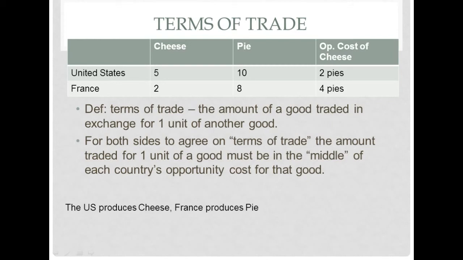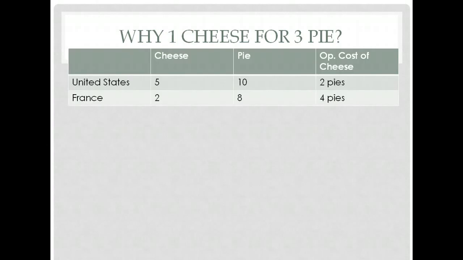So we know the opportunity cost of cheese: 2 pies for the US and 4 for France. Therefore, a reasonable term of trade would be the following. For every 1 unit of cheese produced by the US, France must return 3 pies. And again, you notice that 3 pies is between, or in the middle of, the opportunity costs of the US, which is 2 pies, and France, which is 4 pies. Now, why does that make sense? Why, in this case, does 1 cheese for 3 pies work?